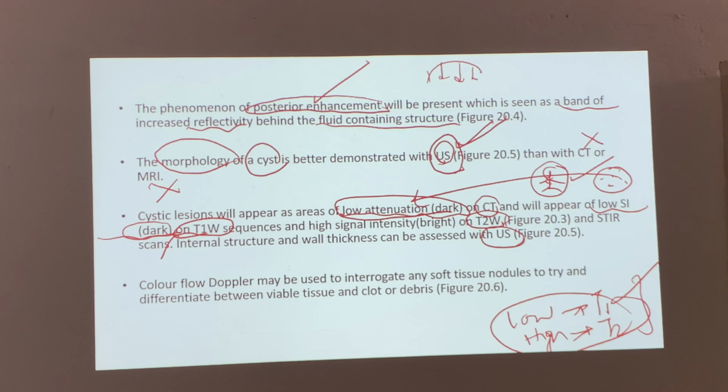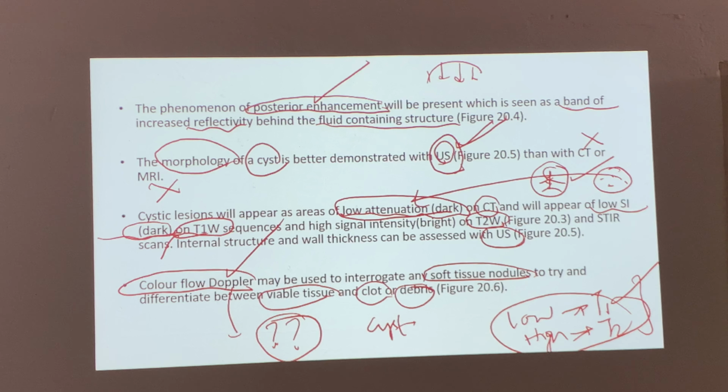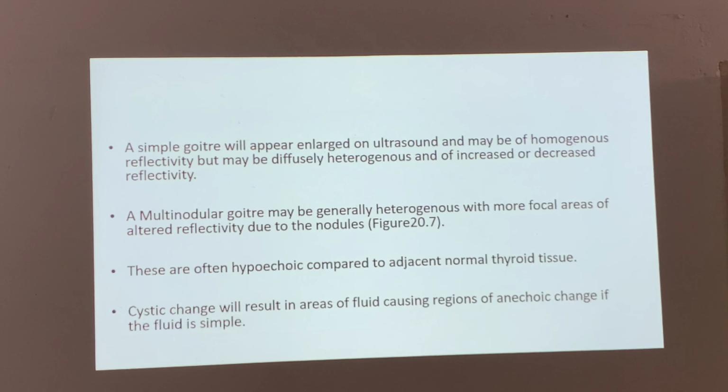Color flow Doppler may be helpful to interrogate any soft tissue nodules to try and differentiate between viable tissue and clot or debris. Once again, when you find it is a vessel-related or blood-related issue, you go for Doppler. This is one concept you should understand. For a cyst, you go for ultrasound, USG. If you have a clot or debris, you go for Doppler. This is the basic concept you should derive from this slide. The rest, if you are able to remember, it's okay. If not, it's not our business to remember all these things.